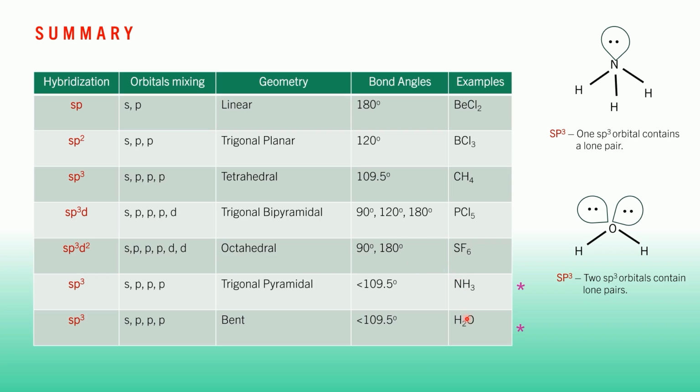Now let's talk about ammonia and water. You can see NH3 and H2O, both are sp3 hybridization. 1 s and 3 p orbitals mix together to form 4 sp3 hybridized orbitals on nitrogen and oxygen. In the ammonia molecule, 1 sp3 hybridized orbital is occupied by a lone pair of electrons. So this lone pair repels N-H bonding electrons, decreasing the bond angle to less than the tetrahedral bond angle 109.5. This is trigonal pyramidal shape.